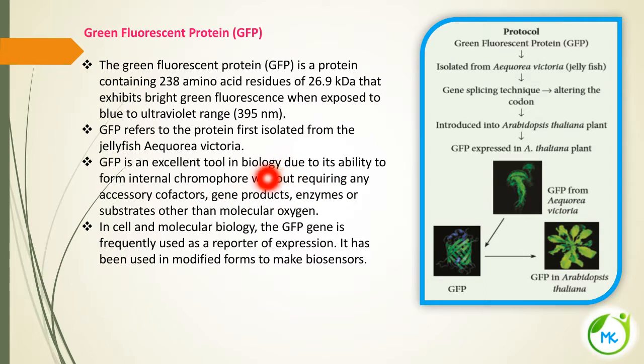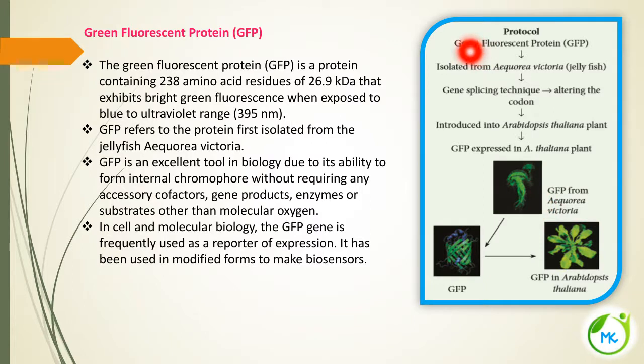They have a protein through which it can exhibit a bright green fluorescence, and this does not require any accessory cofactors, gene product, enzymes or any substrates other than molecular oxygen. So in cell and molecular biology, this protein gene is used as a reporter of expression, and it can also be modified to make biosensors. Now let's see a protocol of how to insert the gene into another plant.